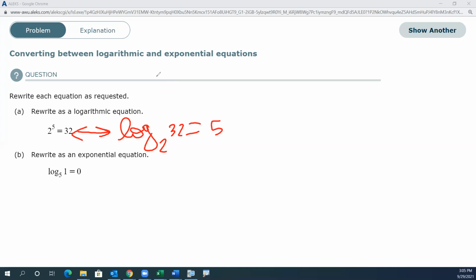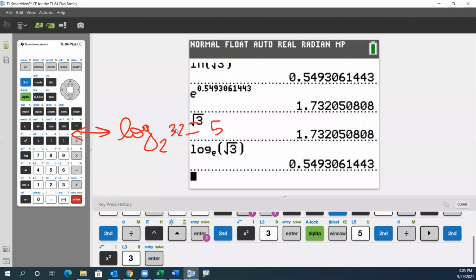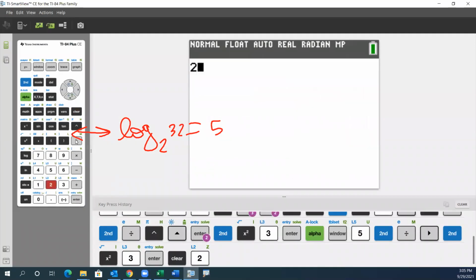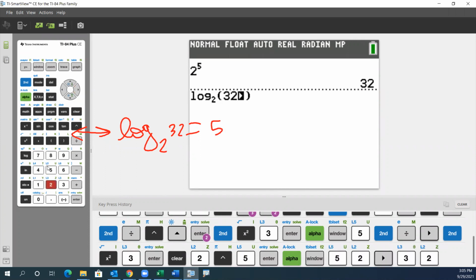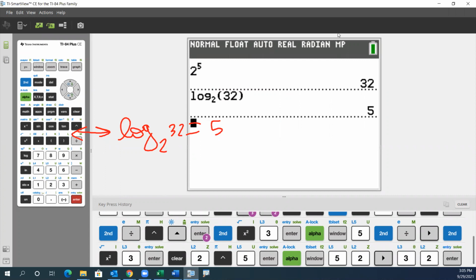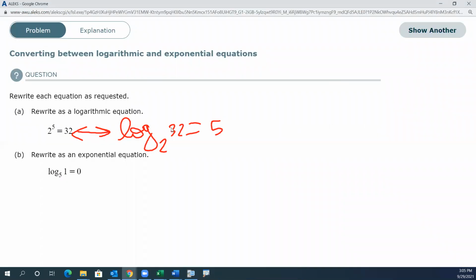And of course we can check that on the calculator. We can say, all right, does 2 to the 5th power really equal 32? Yes, it does. So the original equation actually makes sense. Okay, what about log base 2 of 32 equals 5? Does that really work? Alpha window 5, and that should equal 5, and indeed it does. Okay, so we got that.